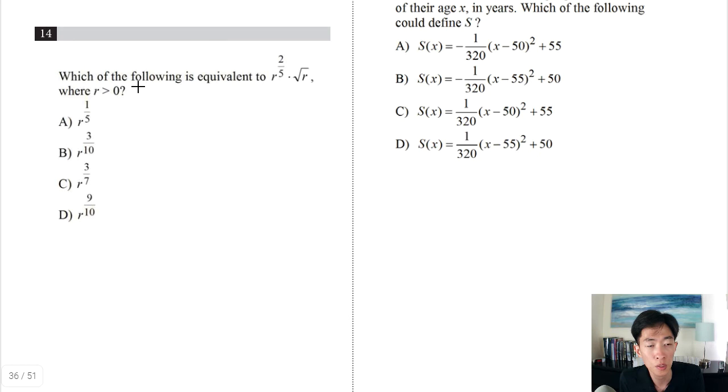Question 14. Which of the following is equivalent to r to the 2/5 times the square root of r, where r is not equal to 0?